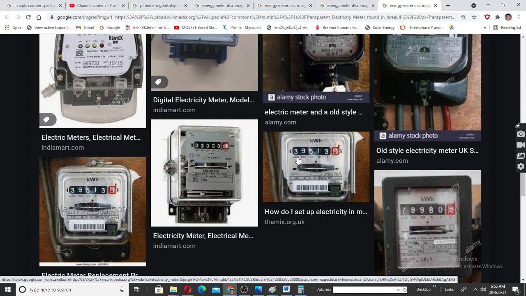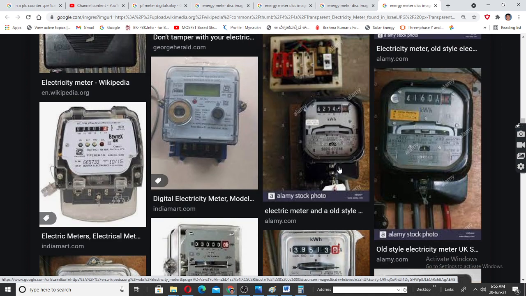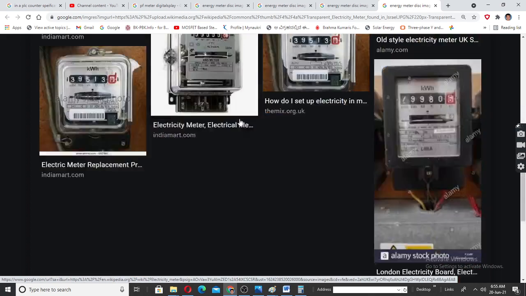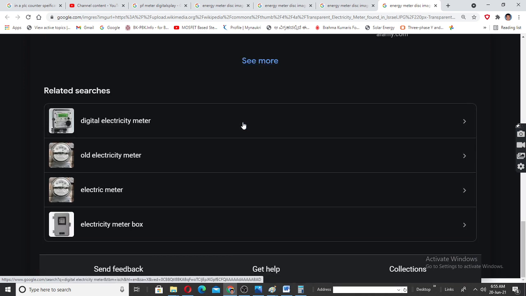You see, the reading is now 39,513 point something. Here the reading is 79,980 kilowatt hour point 6. This is in red color. The last one digit or two digits, sometimes two digits, will be in red color to indicate that it is a decimal value.